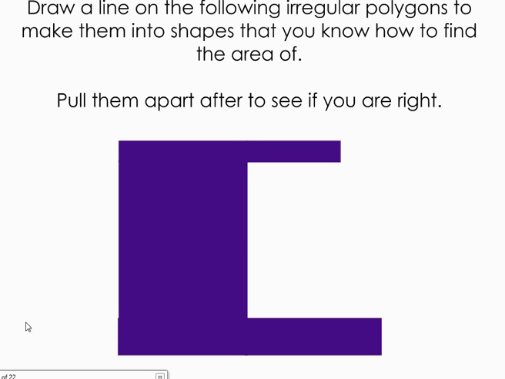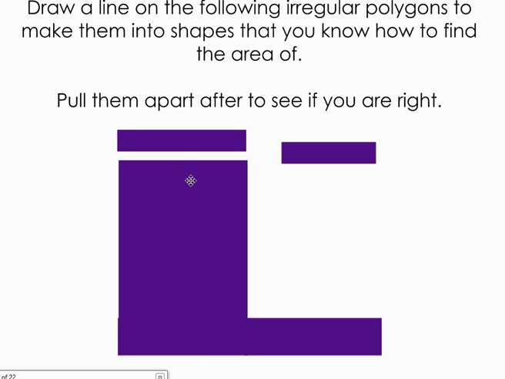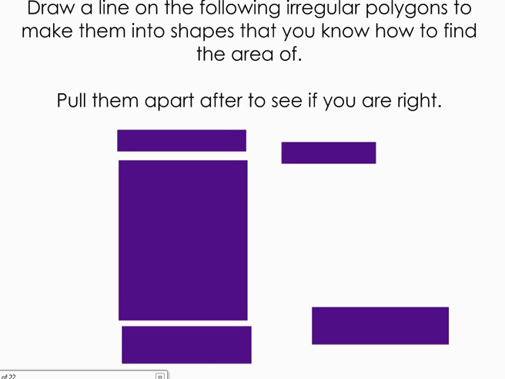How about this shape? There's a lot of different ways you could divide it. You could draw lines there and make 1 large rectangle and 2 smaller rectangles. You could draw lines this way and make 3 rectangles. A lot of times where you draw your lines are going to depend on the measurements that they give you. So this one can be chunked into several different ways, although that would be a little bit more difficult to do it that way.